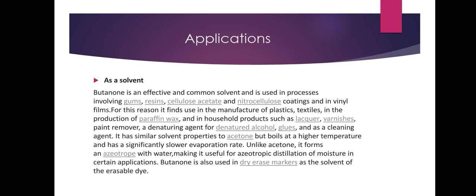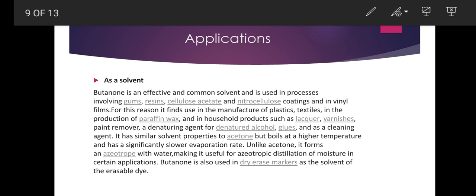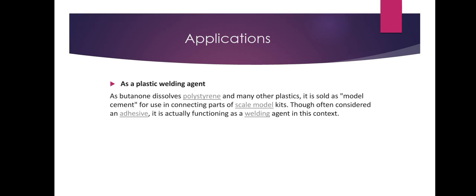Butanone is also used in dry erase markers as a solvent of the erasable dye. As a plastic welding agent, butanone dissolves polystyrene and many other plastics. It is sold as model cement for use in connecting parts of scale model kits, though often considered an adhesive. It is actually functioning as a welding agent in this context.